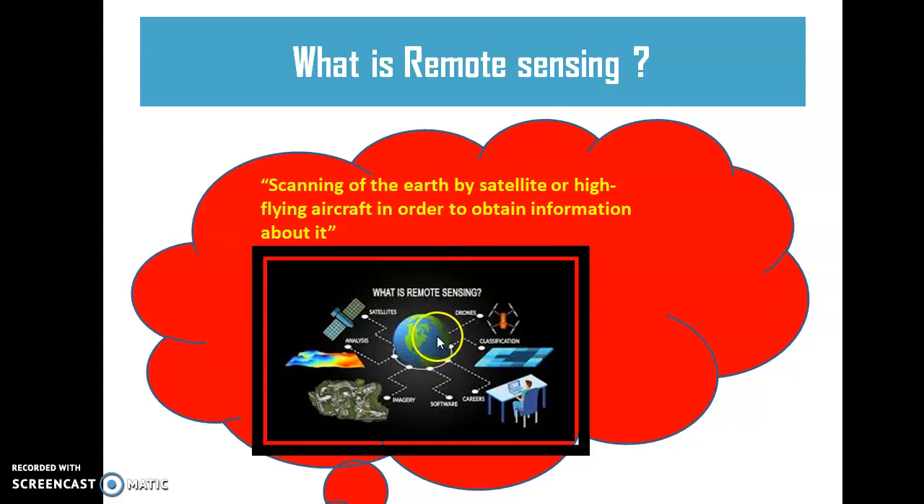Clear? So for getting the information of our Earth, we are using certain devices, that is either a satellite or a high-flying aircraft. How? By means of scanning the surface. This is called remote sensing. So this is a simple definition of remote sensing, and I will explain in detail the preceding ways.